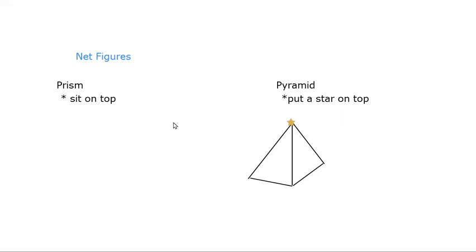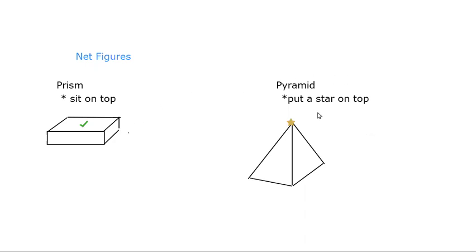If you cannot put a star on the top, but instead you could sit on the top, so for instance, this figure, you see how you couldn't hang a star on the top of that because there's no point? It doesn't come to a point like the pyramid. Instead, you could sit right on the top of this one. A little person could sit right out there in the middle comfortably. That means it's a prism.